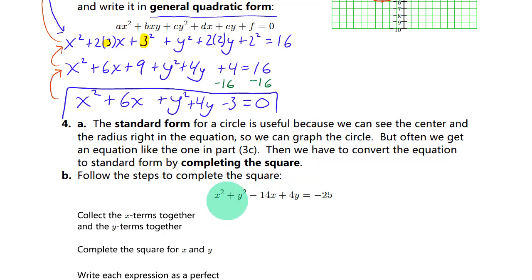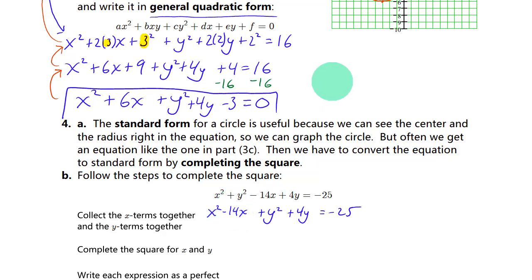We're going to collect the x terms, the x squared minus 14x, plus y squared plus 4y equals negative 25. And then we're going to complete the square with x and y. So the negative 14 is going to be like the 2rx.